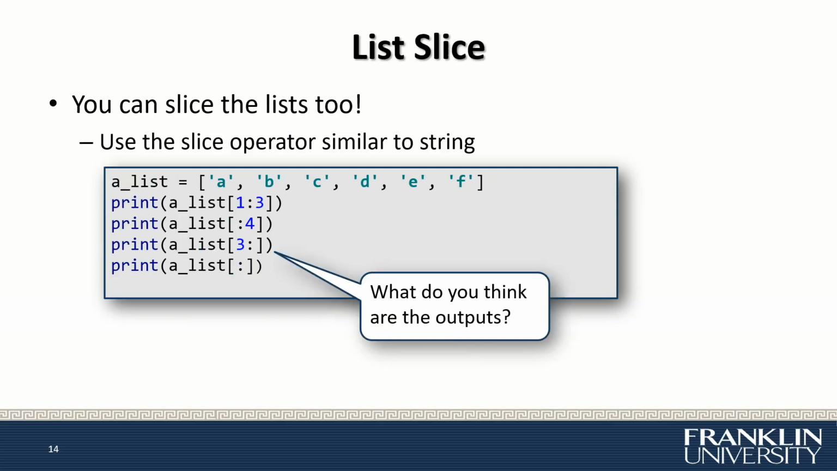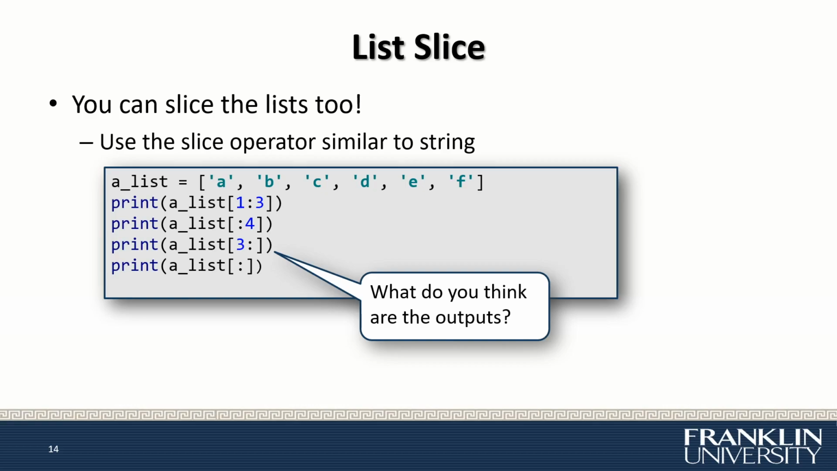You can slice the list also. The slice operator works similar to the string. Using n:m, I can slice from the beginning to the end, but not including the end. Given these slices here, what do you think the output is going to be?